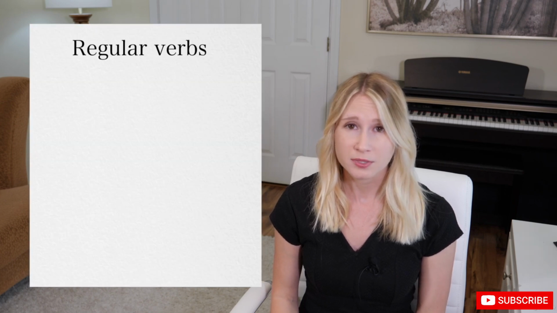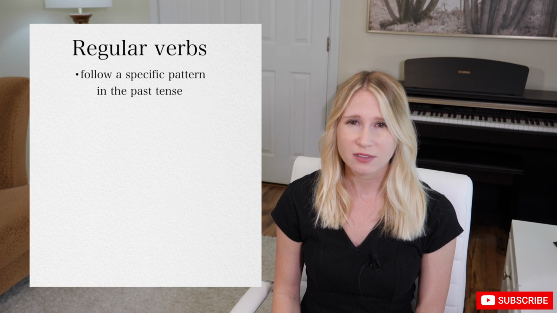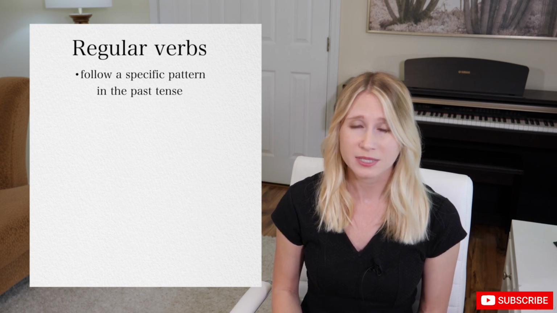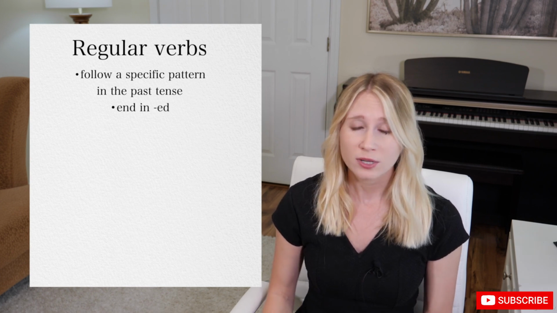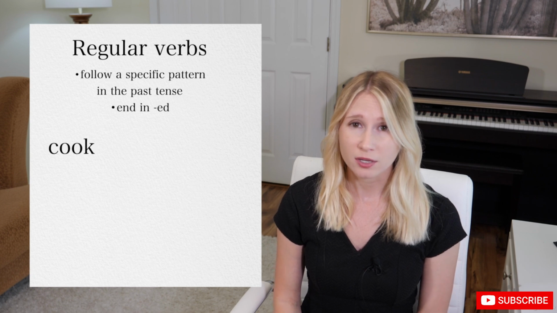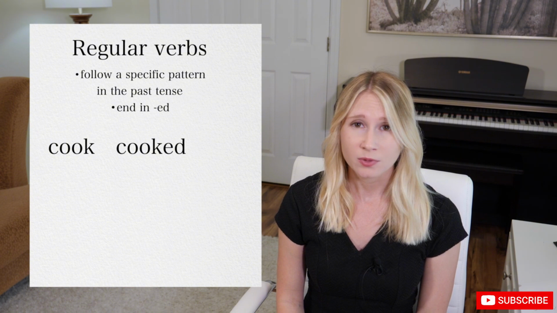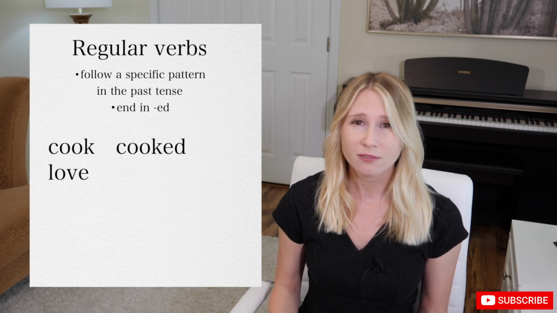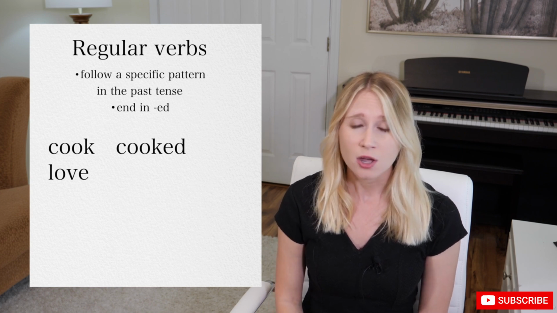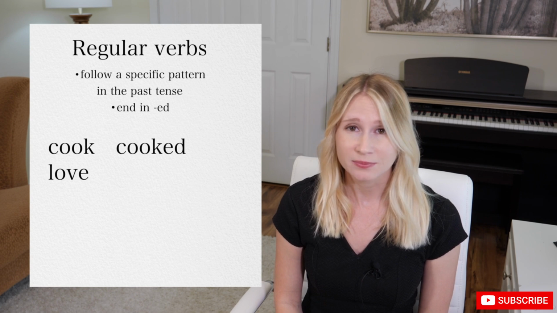In English, many verbs are regular verbs, meaning they follow a specific pattern. All regular verbs end in ed. For example, let's look at the verb cook. The past tense of cook would be cooked. We simply added an ed. Let's look at the verb love. Since love already has an e at the end, all we're going to do is add a d.